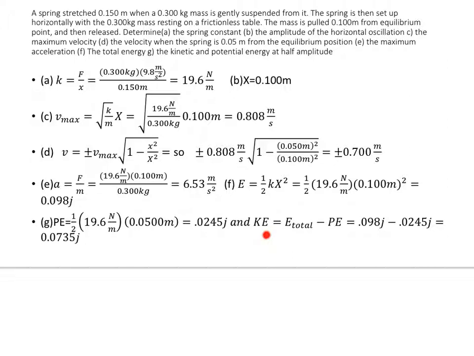And now the kinetic energy should be equal to the total energy, which we calculated back up here in F, minus the potential energy. Okay, so this is 0.098 joules, this is 0.0245 joules, so we can subtract this from this, and we get 0.0735 joules as being the kinetic energy.